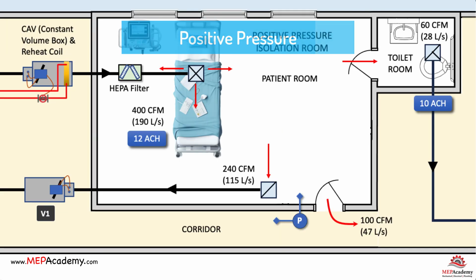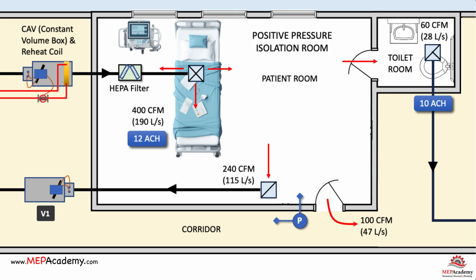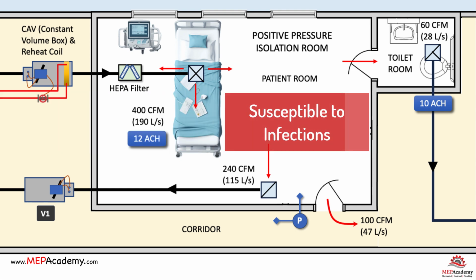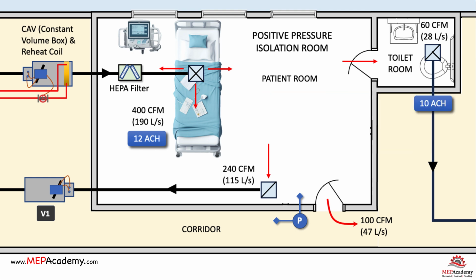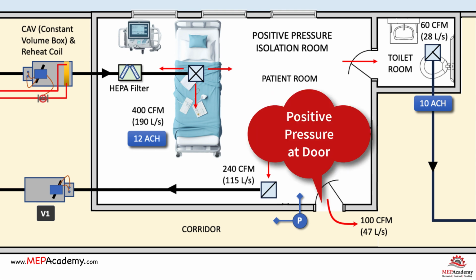Positive pressure isolation room. In hospital construction, positive pressure isolation rooms are designed to protect patients who are particularly susceptible to infections because of a reduced immune system. The key characteristic of a positive pressure isolation room is that the air pressure inside the room is maintained at a higher level than that in the surrounding areas. This prevents external contaminants from entering the room.